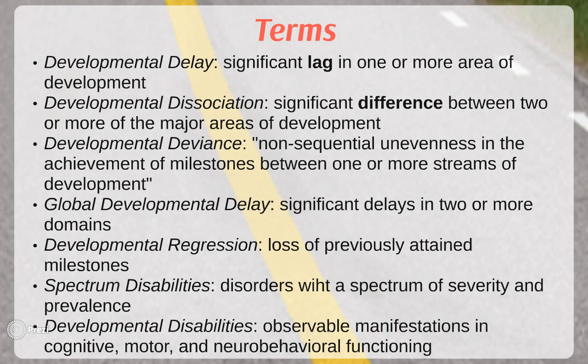Spectrum disabilities refer to disorders that have a spectrum of severity and prevalence, such as dyslexia or specific reading disability, developmental coordination disorder, ADHD, cerebral palsy, and intellectual disability. The severity, or where the student lies on the spectrum, is determined by the degree of delay, dissociation, and deviancy. Developmental disabilities have observable manifestations in cognitive, motor, and neurobehavioral functioning.